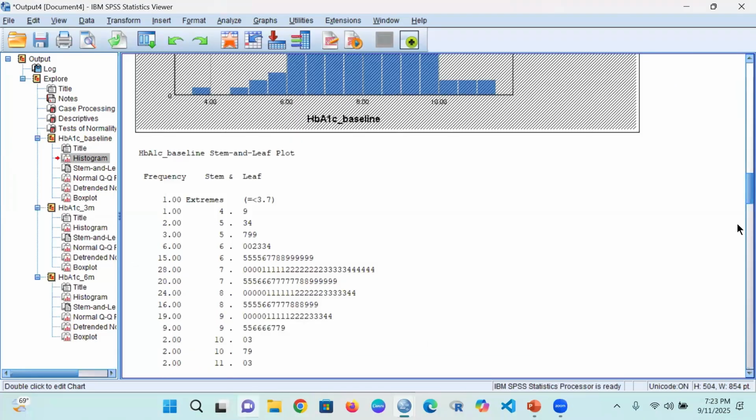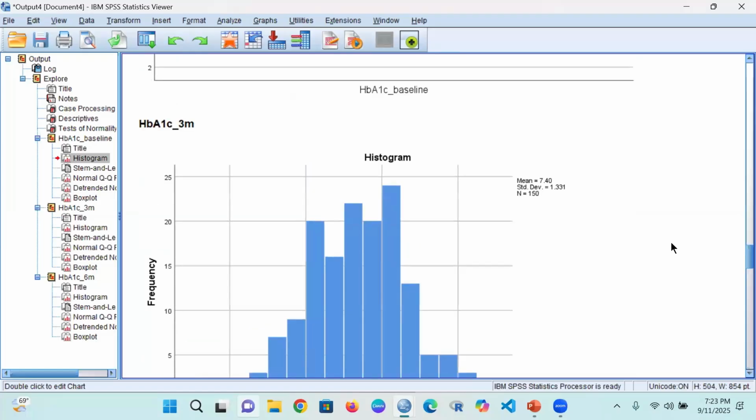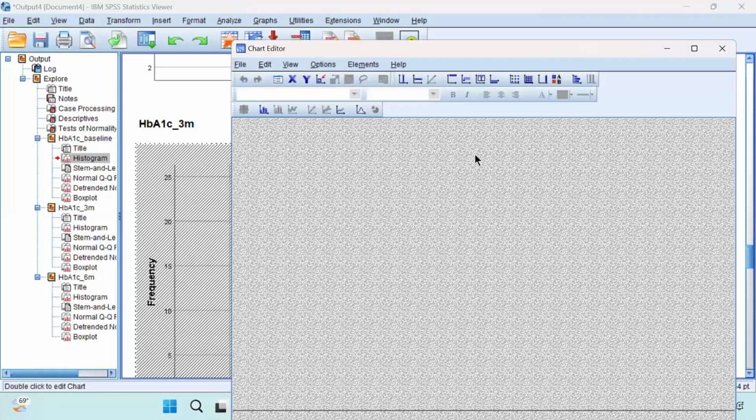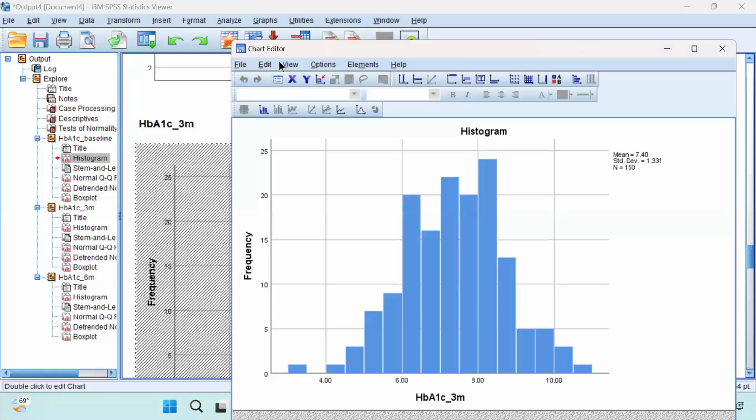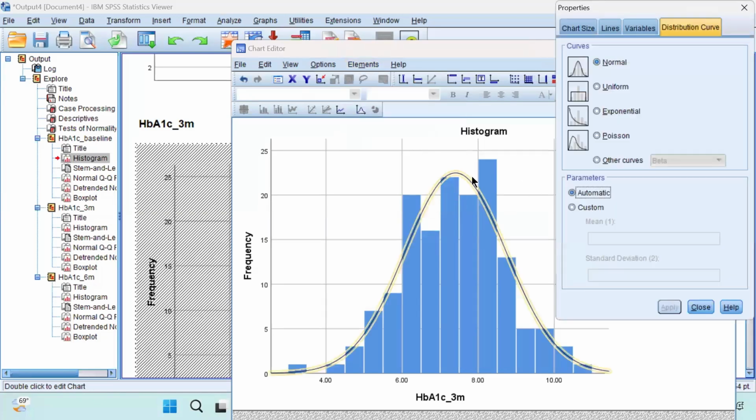Let's also go and check. I love to use the histogram because they are somehow simple to understand. So also let's check on our HbA1c recordings that were taken 3 months later. So you fit and show the distribution curve. Yes. So you can close this.